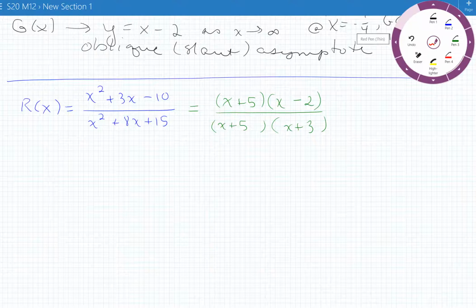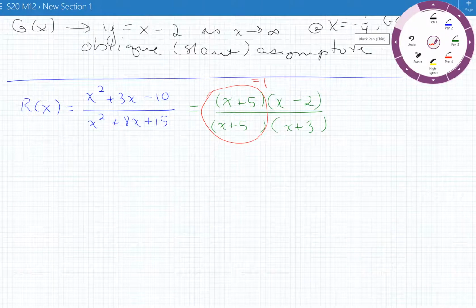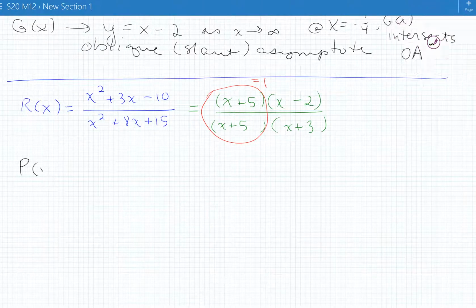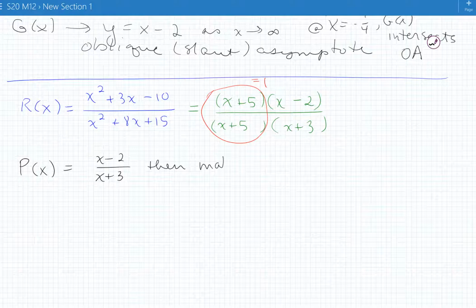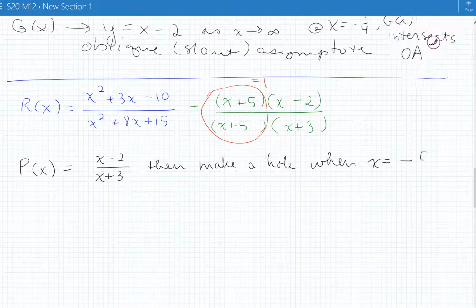So I see I have a pair of matching factors here. This equals 1. So the graph I'm actually going to make is the graph of p of x, that's x minus 2 over x plus 3. Then make a hole when x equals negative 5, sorry. Make a hole when x equals negative 5 to make the graph of r. So the two graphs look exactly the same except when x is negative 5.